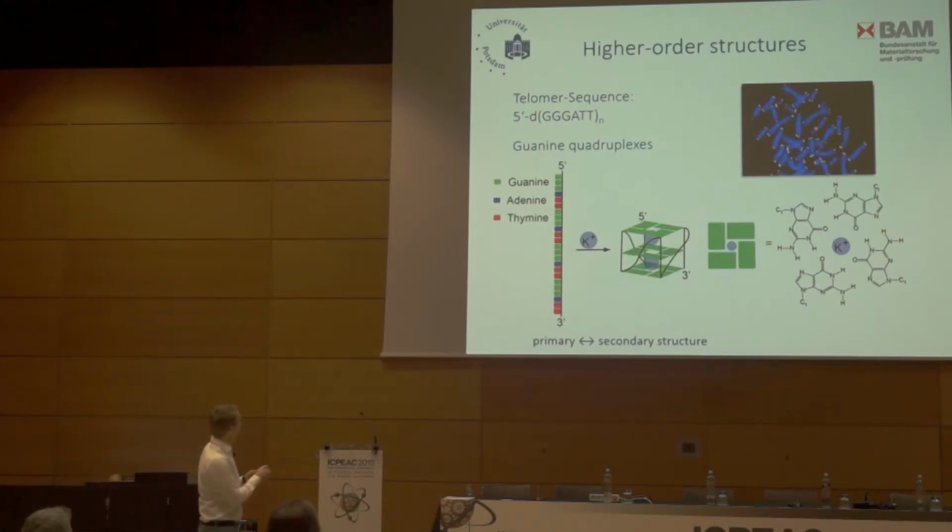And we would like to compare and study the telomeric DNA in its linear form, but telomeric DNA is also very interesting because in the presence of cations, especially potassium ions, it folds into quite complex structures which are called guanine quadruplex structures. In these structures, the guanines form quartets, guanine quartets, and 3 quartets are stacked on top of each other and stabilize this quadruplex. So we want to compare the primary structure with a secondary structure.